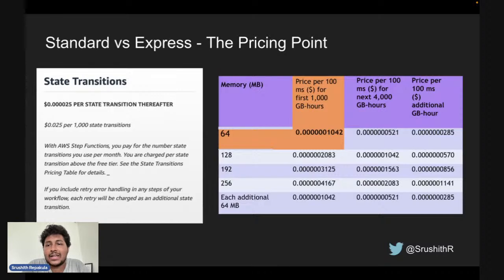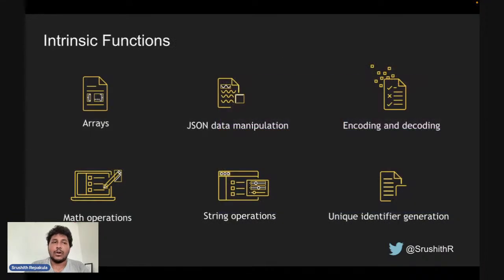Now on the right hand side, you can see what it is for the Express workflow. Express workflow pricing is similar to the pricing for a Lambda function. It is dependent on the memory and the amount of time, the GB hours. So as you can see here, if you take 64 MB and this is how much time it's going to take, it's going to cost this much for you. So it's much cheaper than the standard workflow.